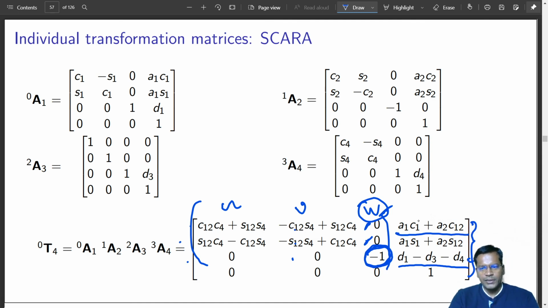So you see a1 c1, a2 c12. Over here also a1 s1, a2 s12. So the x, y, z coordinates, all three, can be verified. This is verified. The remaining can be verified by just analyzing them for some given values.